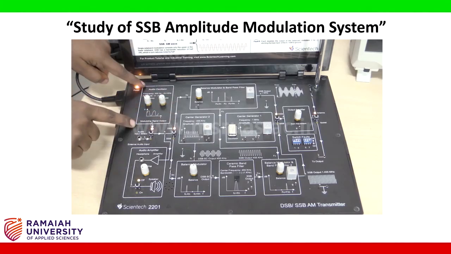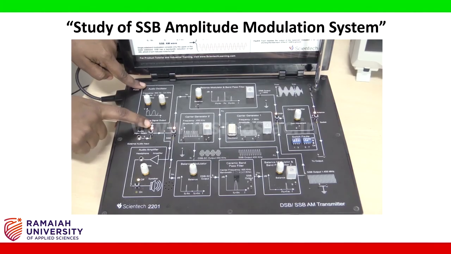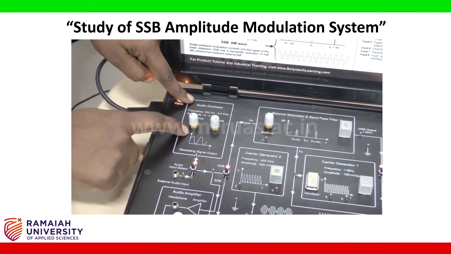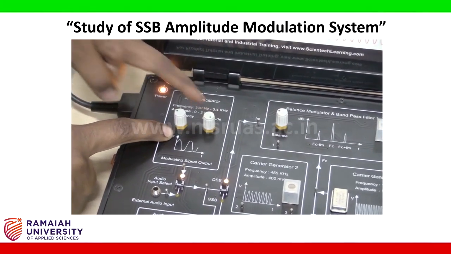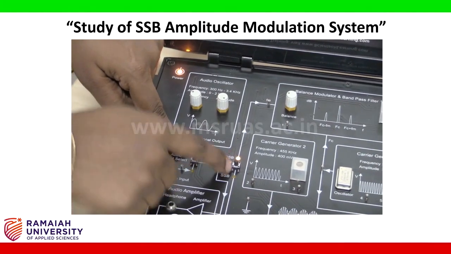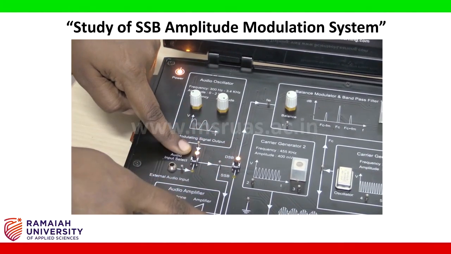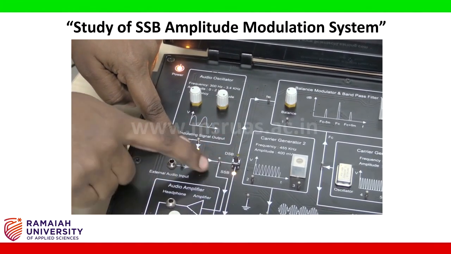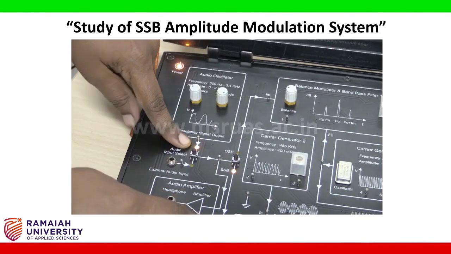This part represents an audio oscillator. Here we get the message signal. These two are the controls for frequency and amplitude of the message signal. From here, the signal goes to either this track or this track based on the selected switch. So select the switch such that SSB is taken.